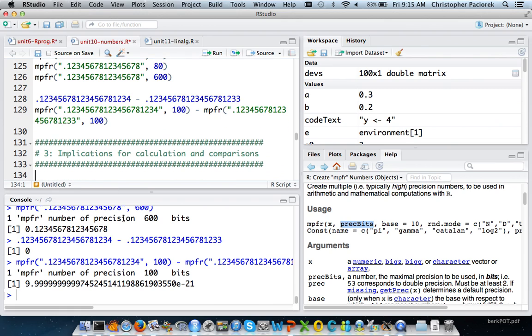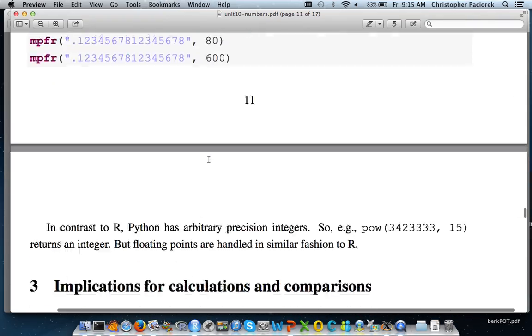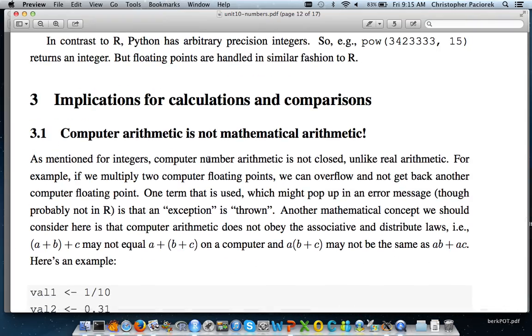Okay, so let's now turn to what some of the implications are of this fact that we can't represent numbers precisely on a computer in terms of both doing calculations and in terms of doing comparisons, which was what I'd asked you to look at for a few minutes over the 2 days since we last met.